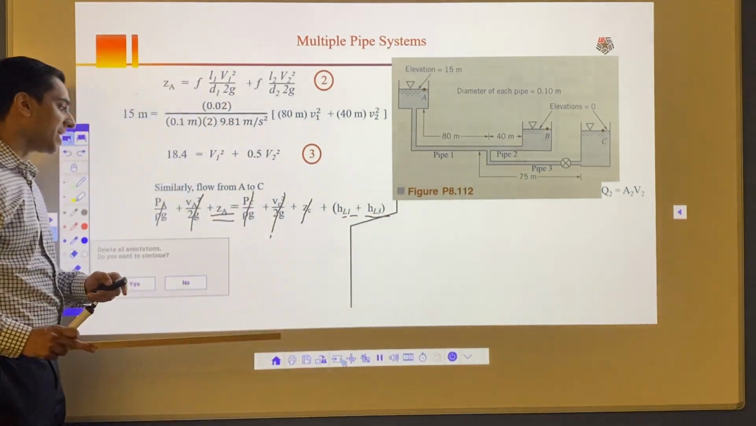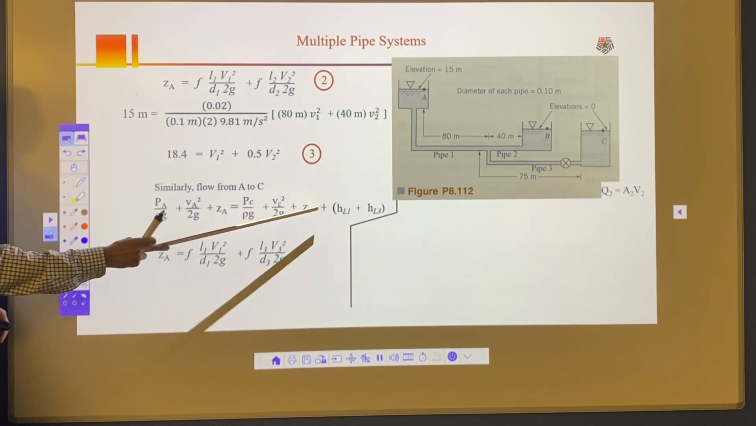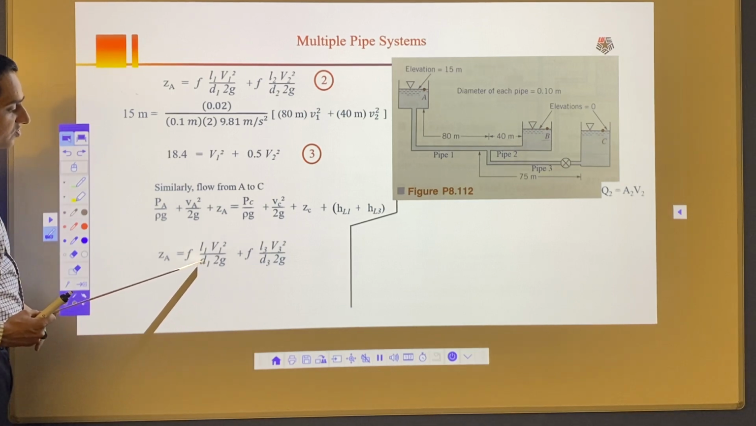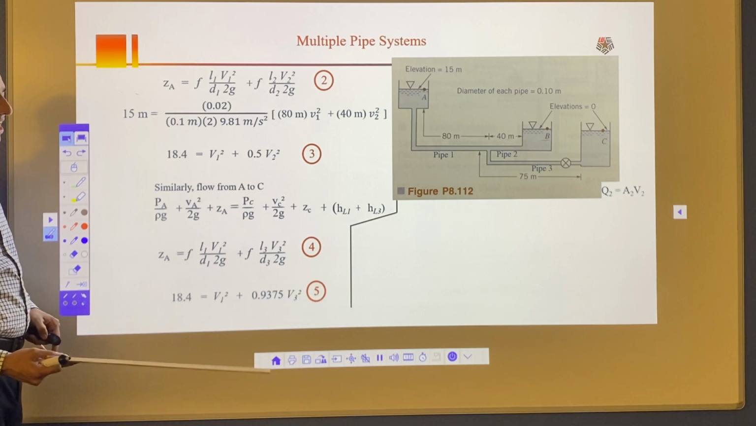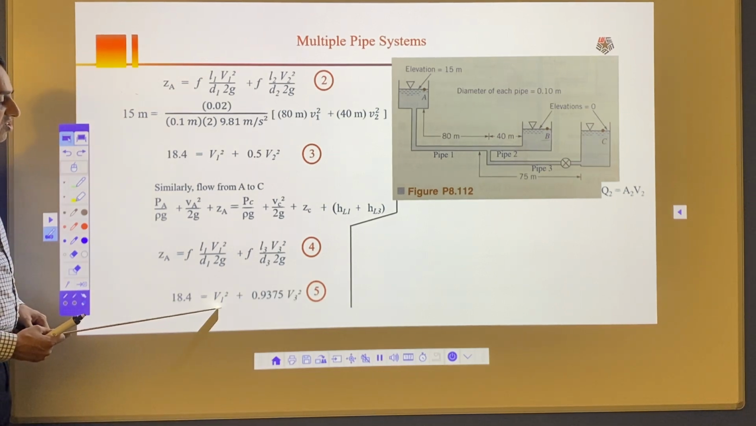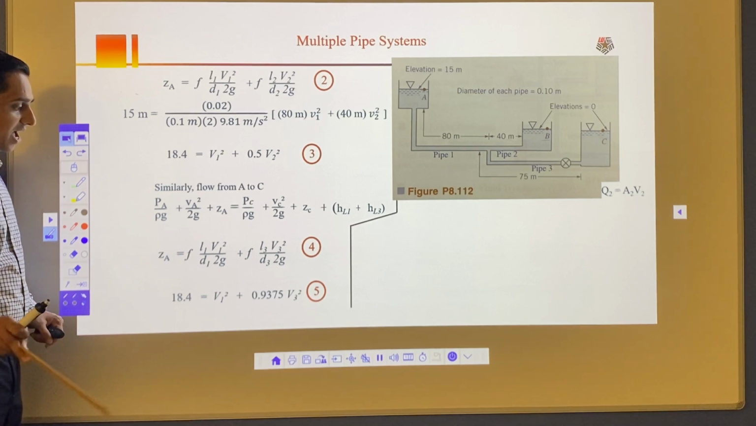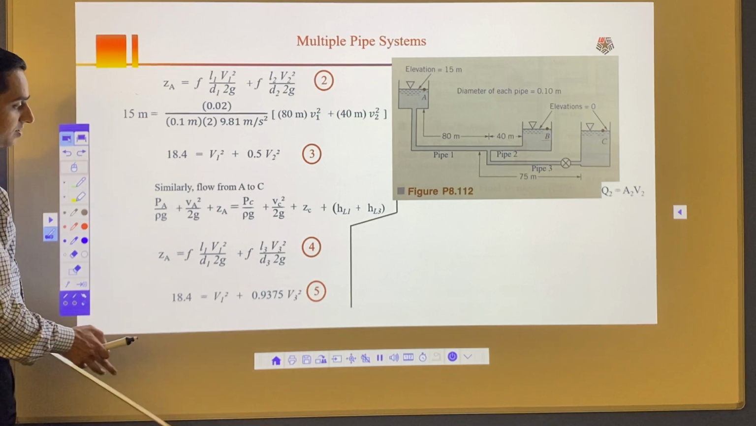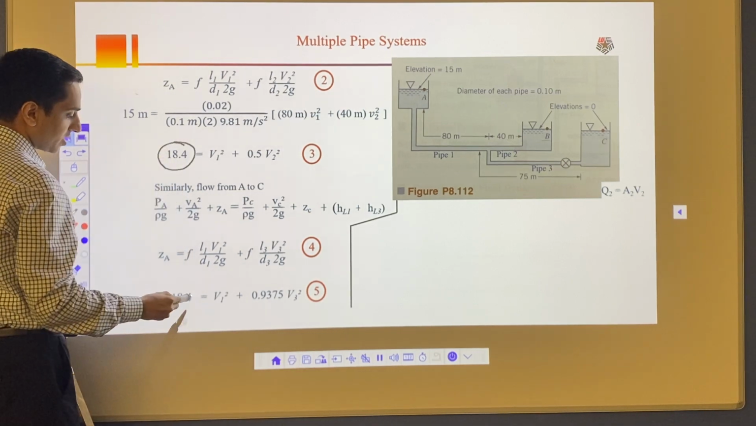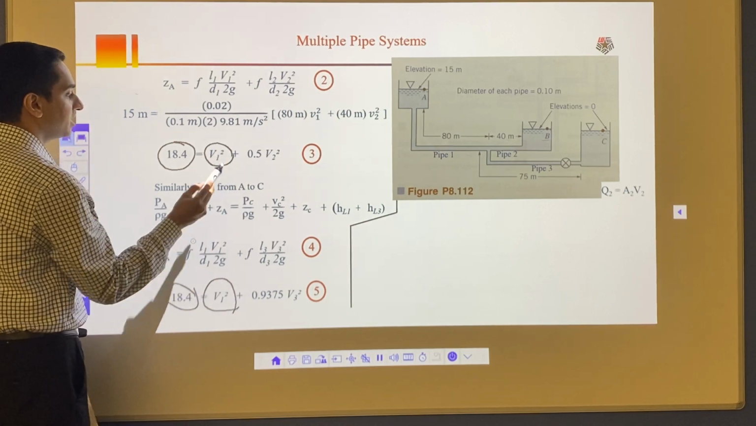We are going to add that, and we are going to have another equation here between ZA, HL1, HL3, like the previous one. I'm going to call it equation number 4. I'm going to put some numbers in, and I will get another equation: 18.4 V1 square, 0.93 V3 square, equation number 5. Now, if you look at equation number 3 and equation 5, I have 18.4 here, I have 18.4 here. I have V1 square here, I have V1 square here.